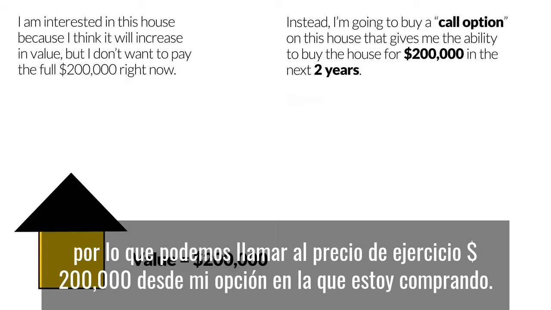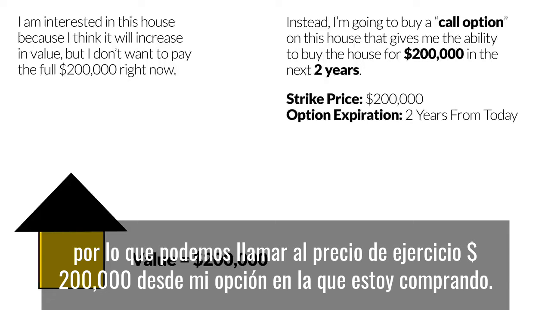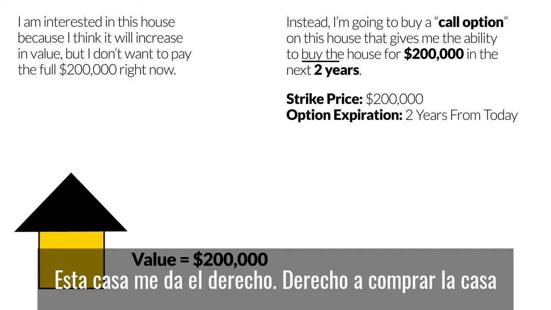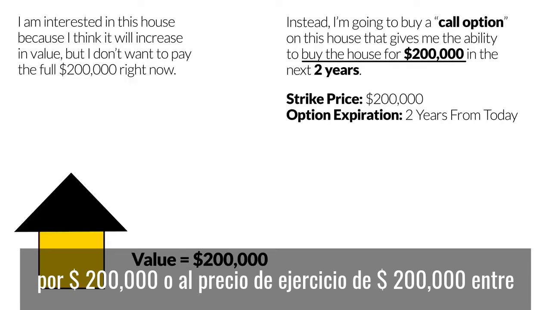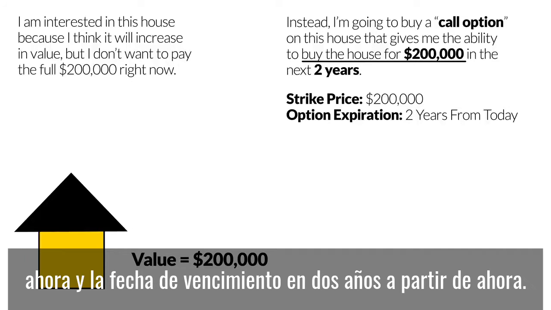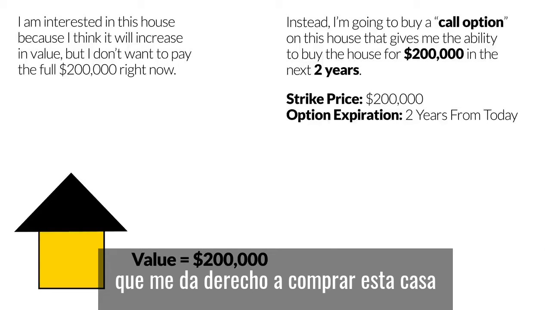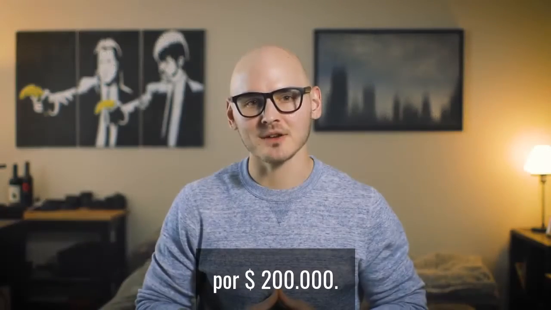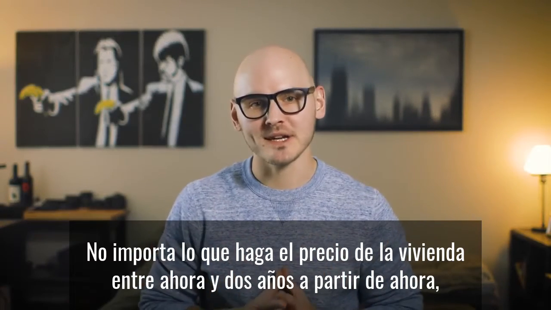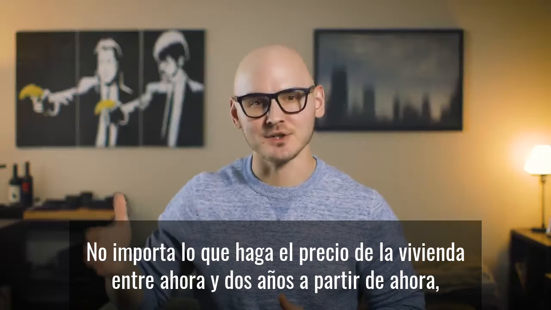So we can call the strike price $200,000, since the option I'm buying on this house gives me the right to buy the house for $200,000, the strike price, between now and the expiration date in 2 years from now. So that's what I'm going to do. I'm going to buy this option that gives me the right to buy this house for $200,000 no matter what the house price does between now and 2 years from now.